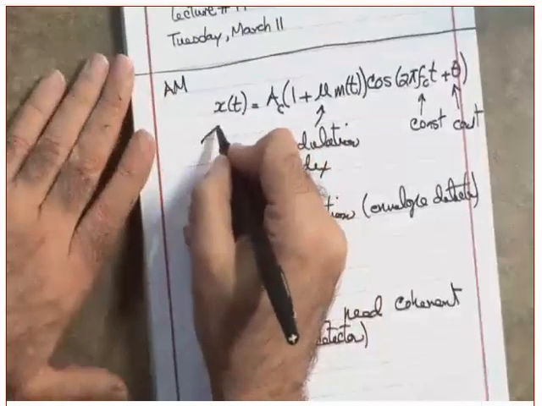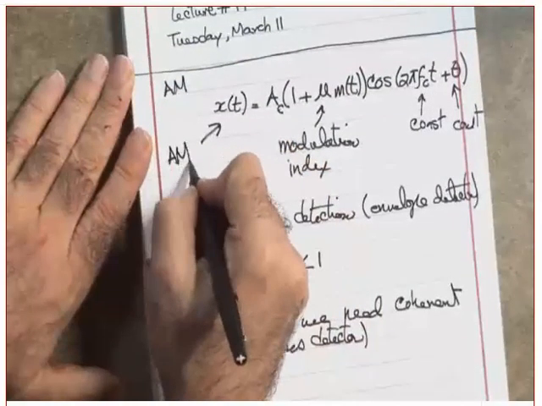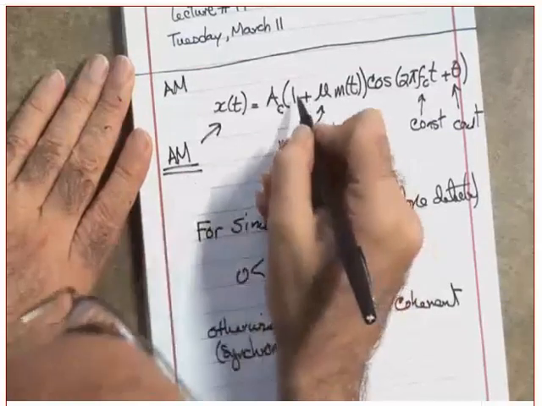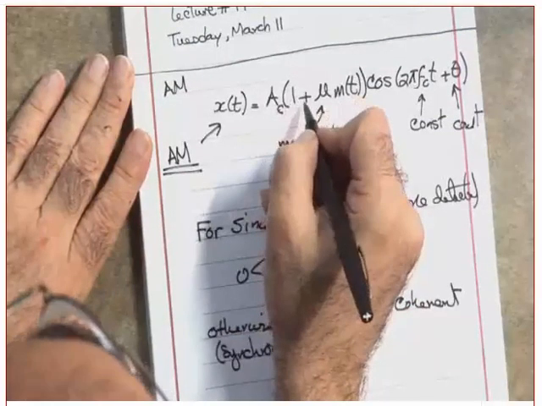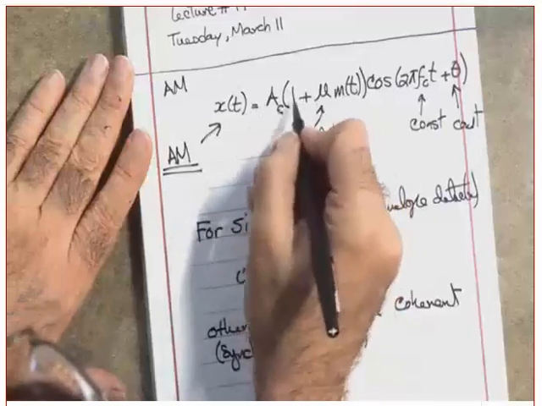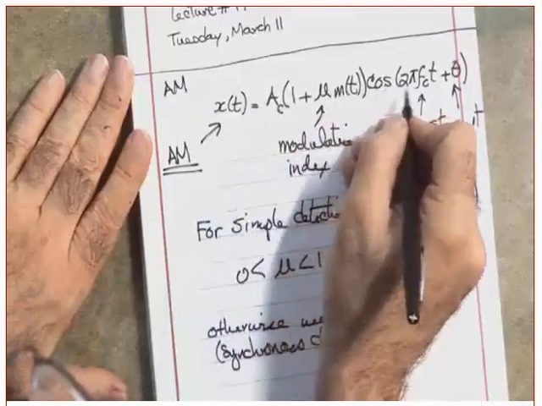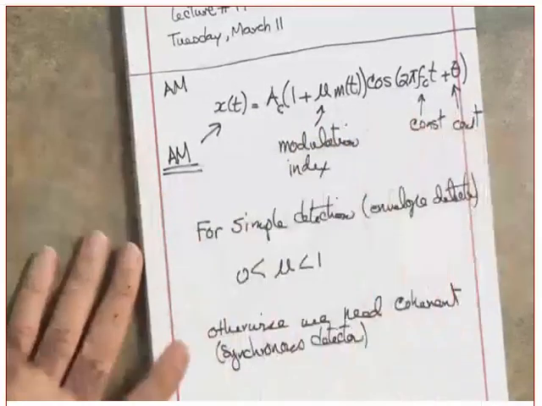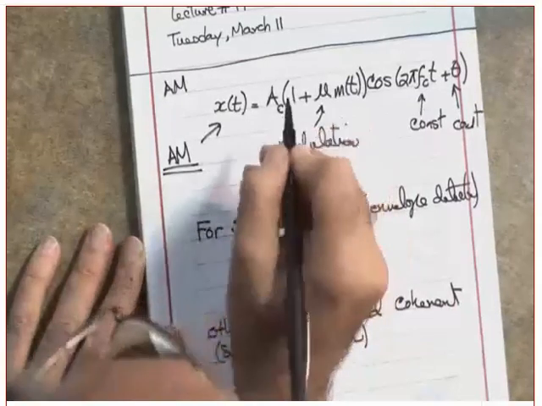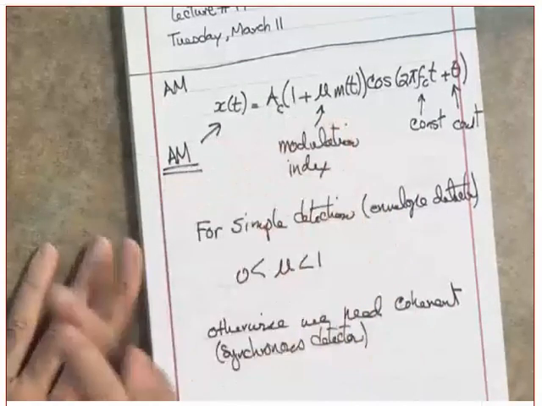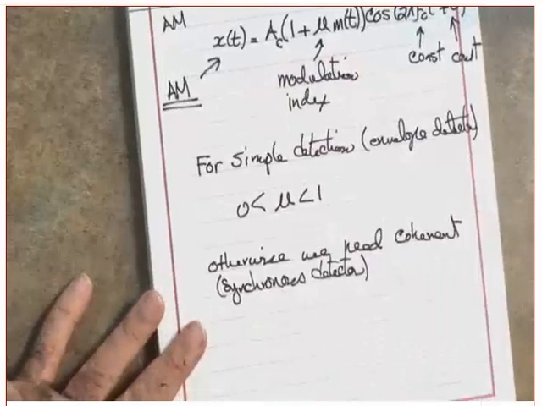This signal, we call it the AM signal. If you remove this term, the signal becomes A_C m(t) cosine(2 pi f_c t plus theta). We call it double sideband suppressed carrier. If the carrier term is there, we call it just the conventional AM.